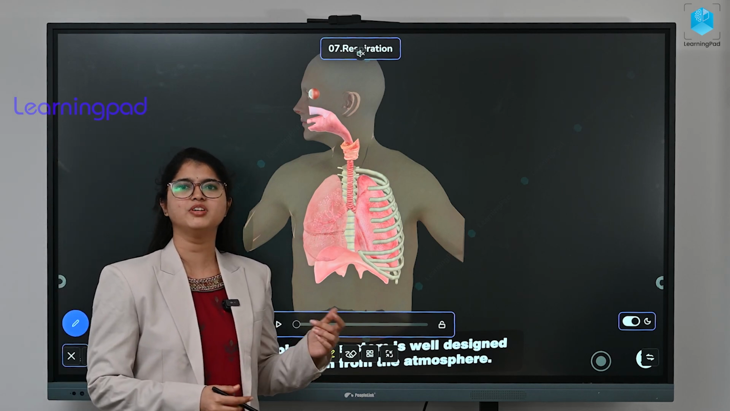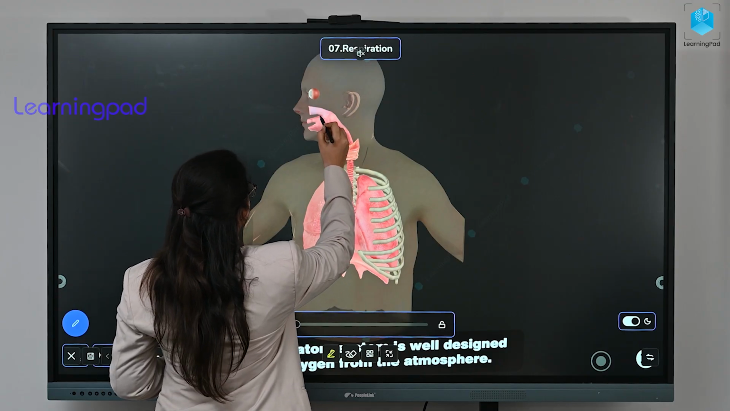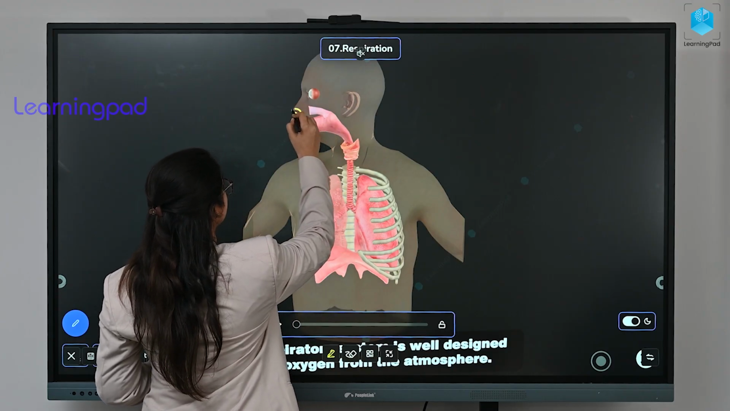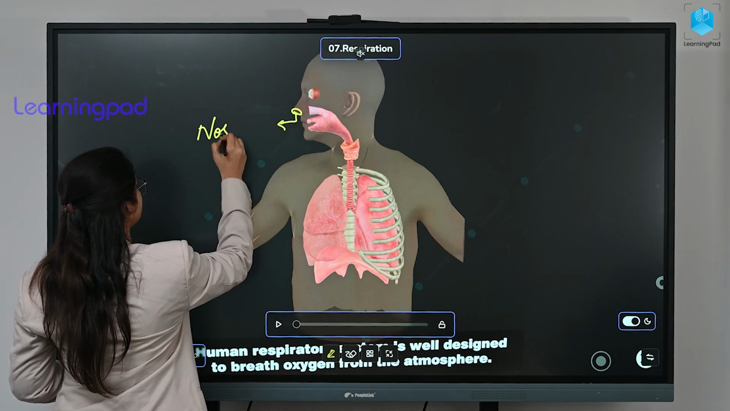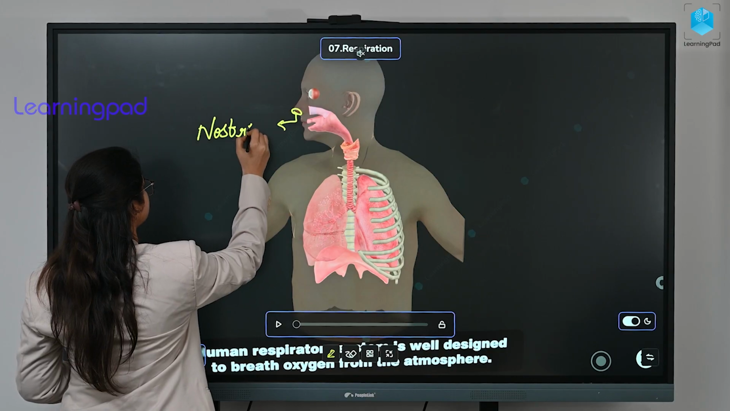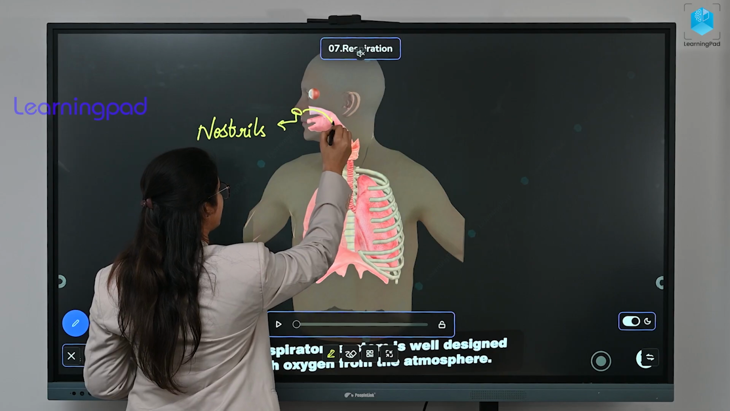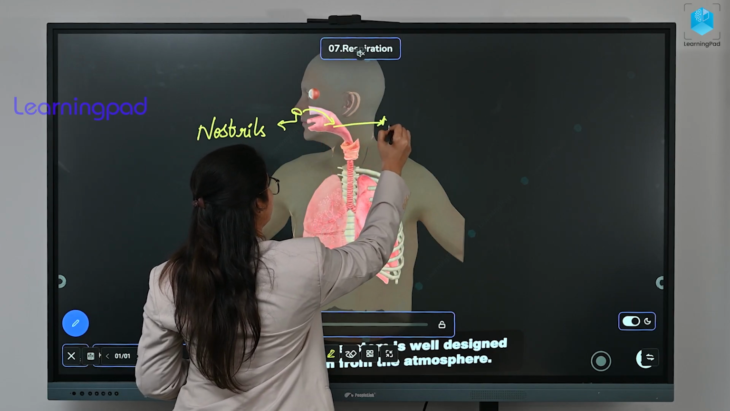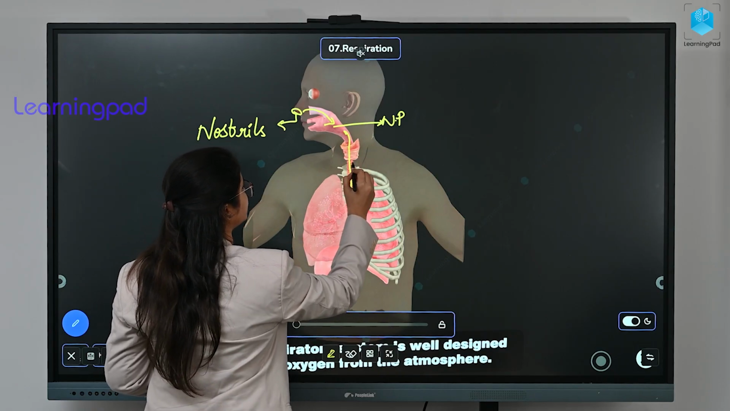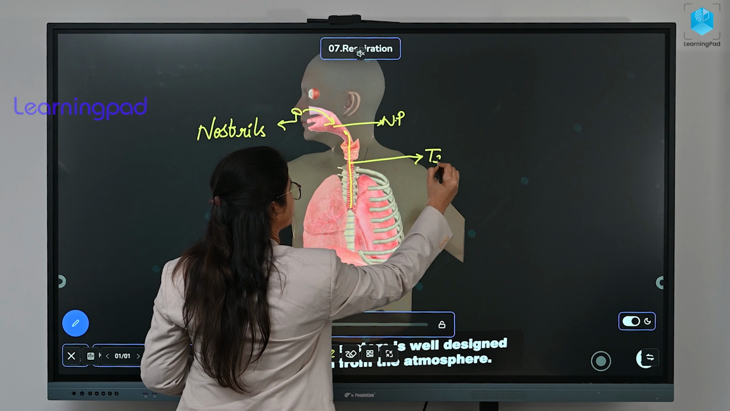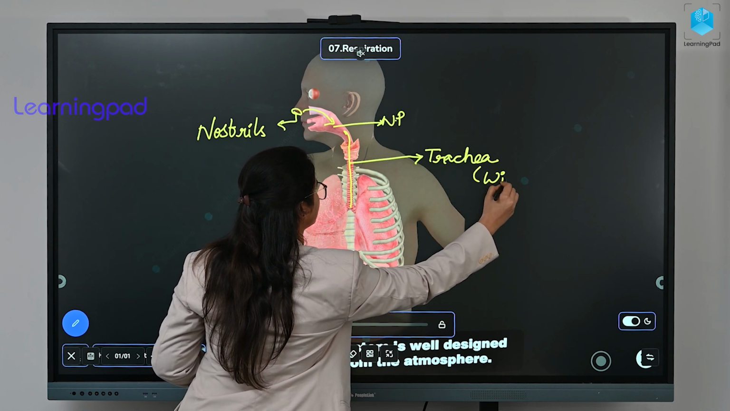Now let us learn about the human respiratory system, the parts of the human respiratory system, and the passage of air. The human respiratory system begins with the nostrils. Nostrils are two openings present just above the upper lip, and this nasal passage leads to the nasopharynx region, which leads into the trachea, also called the windpipe.